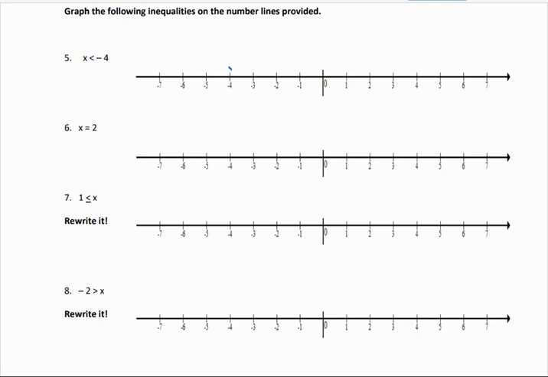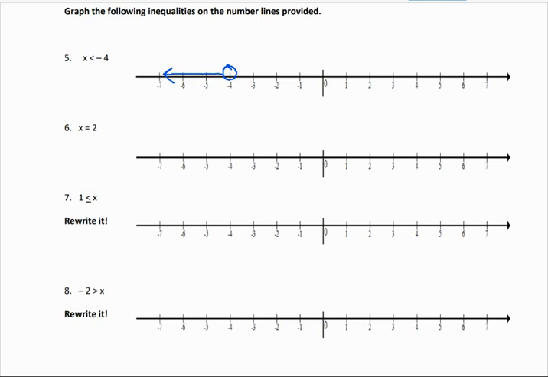Kate? Open circle. It's just a less than symbol. So since there's not a line underneath, I'm not included. So I'm just going to have an open circle on -4. And if I'm less than, that means to go to the left. And my pen is really hard to write straight, so I apologize. Okay.